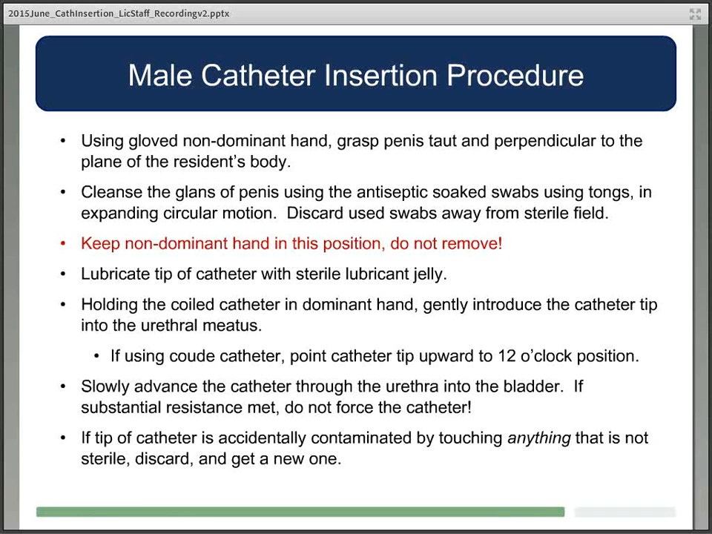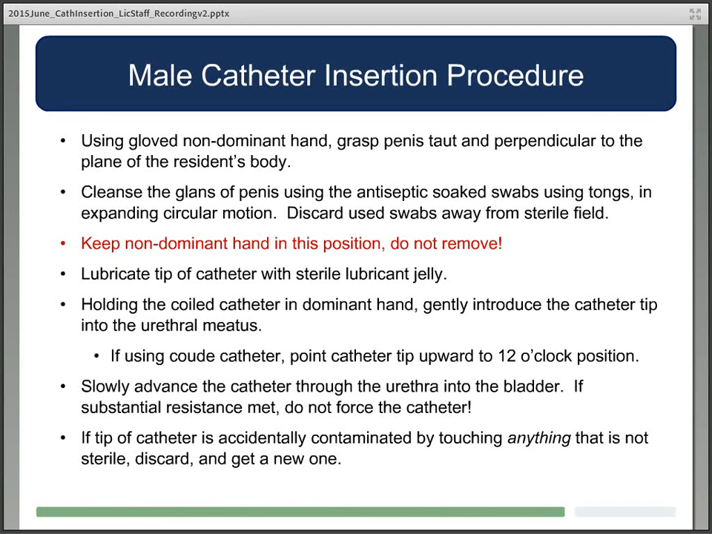Insertion. Using your non-dominant hand, hold the penis taut and perpendicular to the plane of the resident's body. Be sure to keep your non-dominant hand in this position. Don't switch hands, because it would now be considered unsterile. With your dominant hand, use the tongs to pick up the antiseptic-soaked swabs, and in an expanding circular motion, cleanse the glands of the penis. Be sure to discard the swabs away from your sterile field.